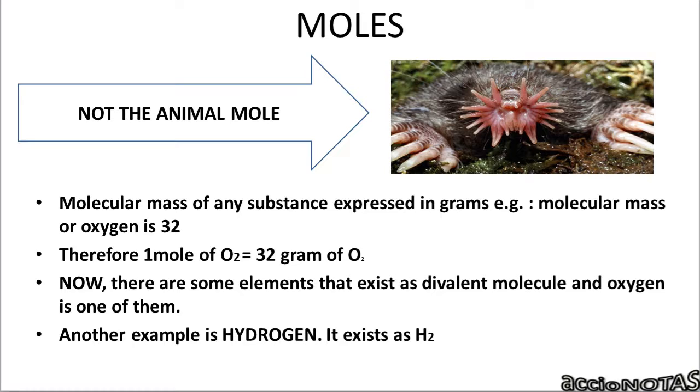Here you can see that in 1 molecule of oxygen, there are 2 atoms. Now, 1 oxygen atom has an atomic mass number of 16. So, 16 plus 16 is equal to 32. Now, there are some elements that exist as diatomic molecules, and oxygen is one of them. Another example is hydrogen. It exists as H2.